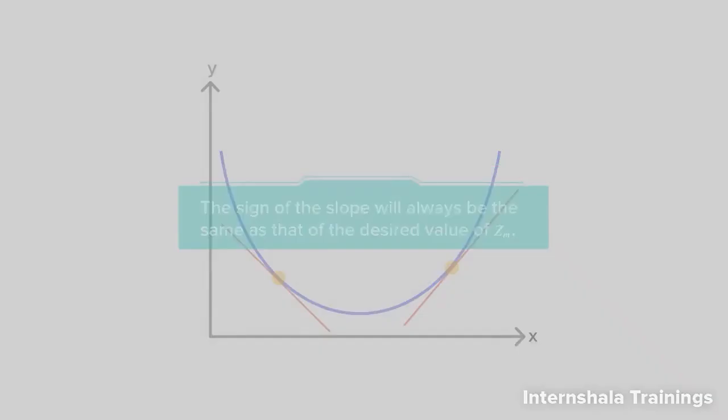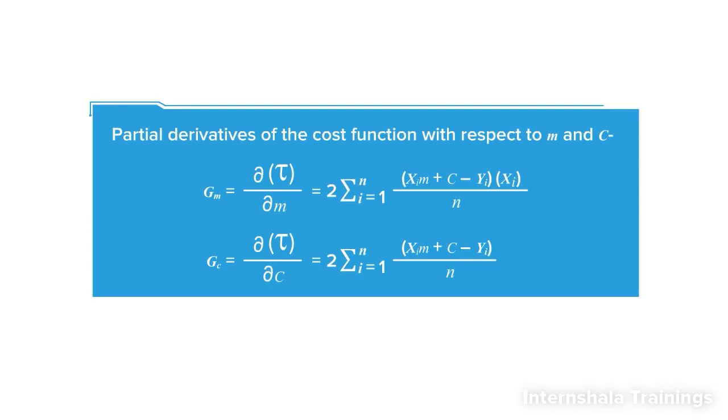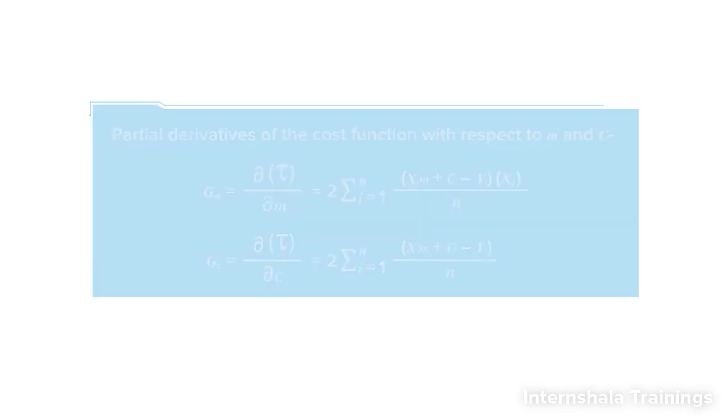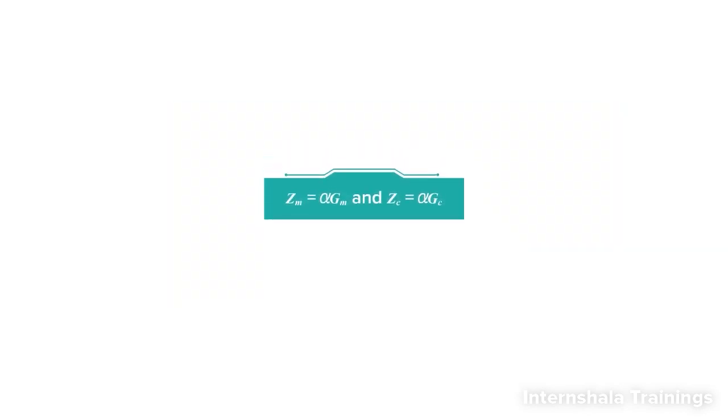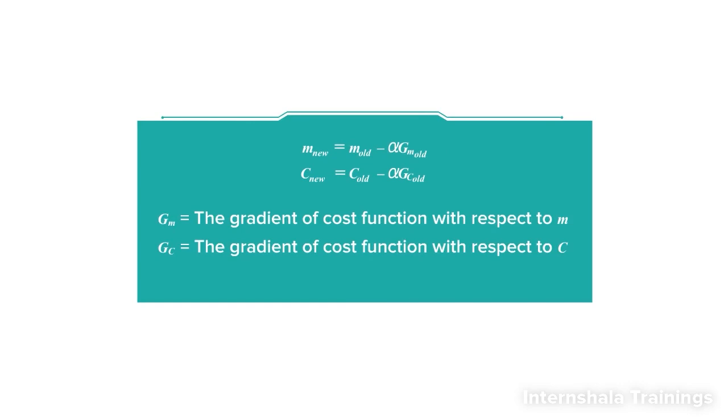Now the partial derivatives of the cost function with respect to m and c are given as shown on the screen. Now we can take zm as alpha gm and zc as alpha gc. Therefore, we can write the formulae for updating the parameters as m new equal to m old minus alpha gm old, c new equal to c old minus alpha gc old, where gm and gc are the gradients of the cost function with respect to m and c respectively.